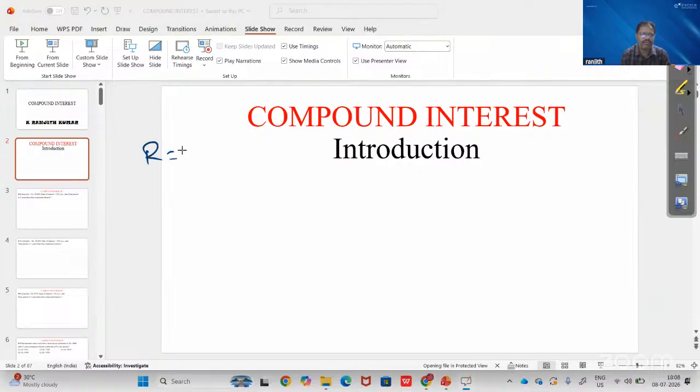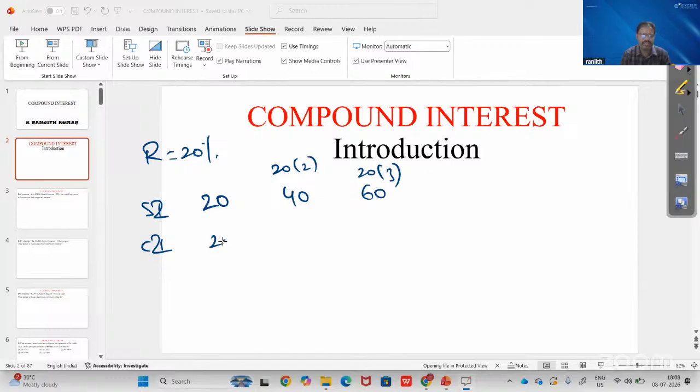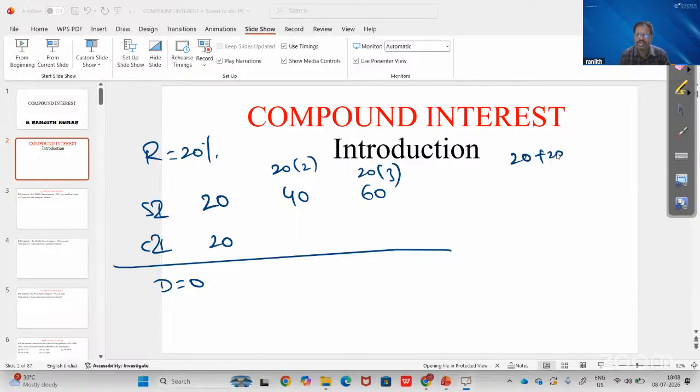Where R equals 20 percent per annum, SI and CI. Where SI equals, I am taking again 3 years here also, 20, 40, 60. First year equals 20, second year equals 20 into 2, third year equals 20 into 3. In CI, first year is the same, 20, so the difference equals 0. From the second year onwards it changes: 20 plus 20 plus 20 into 20 by 100. So the value will be equal to 44.